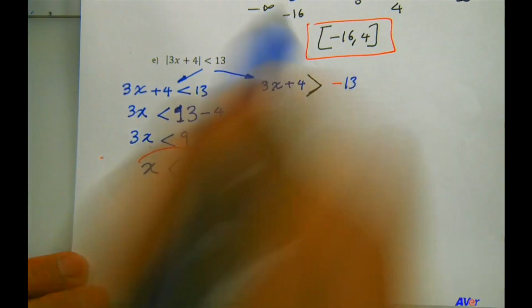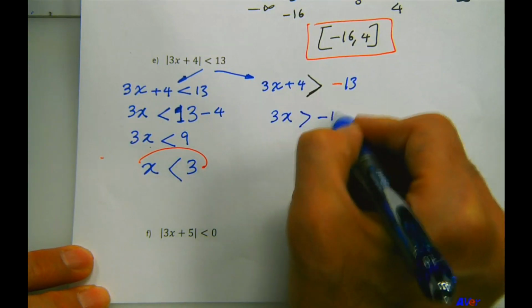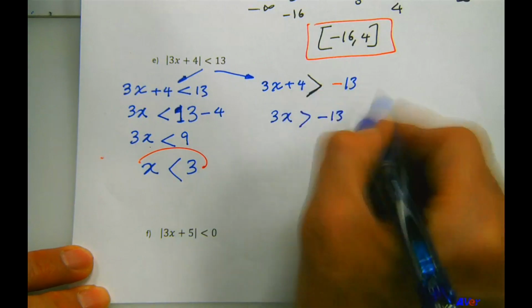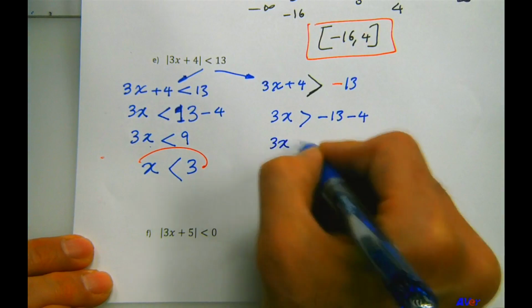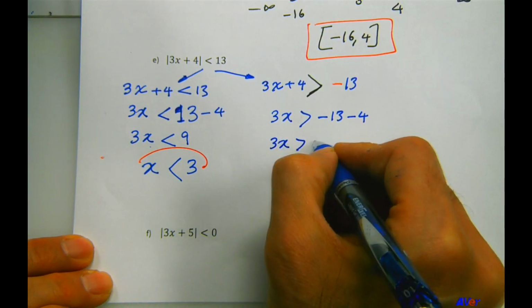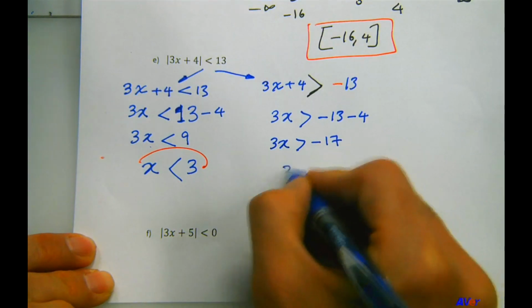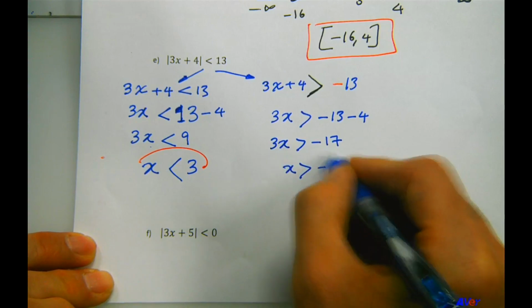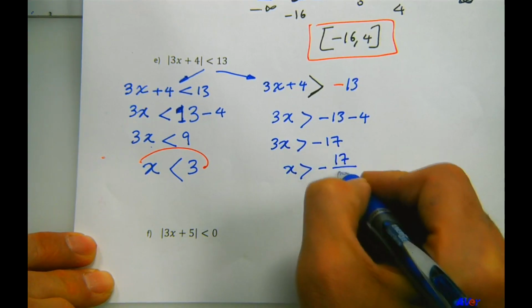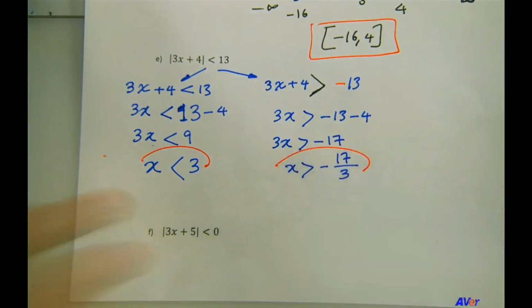So let's solve for x using this inequality. We have 3x greater than minus 13. Move the positive 4 to the other side, it becomes negative 4. Then 3x greater than negative 17, right? Then x greater than, we need to isolate x, right? So divide both sides by 3. Minus 17 over 3. Like that. So what's the final solution?